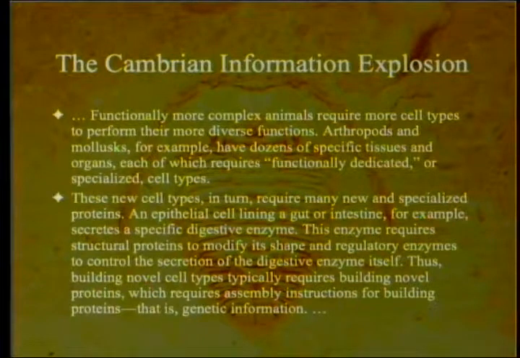Each one of the enzymes requires structural proteins to modify its shape and regulatory enzymes to control the secretion of the digestive enzyme itself, so it doesn't just keep putting it out when it isn't needed. So you've got to tell the cell how to make this thing and when to make it and all that stuff. And that requires instructions, genetic information.